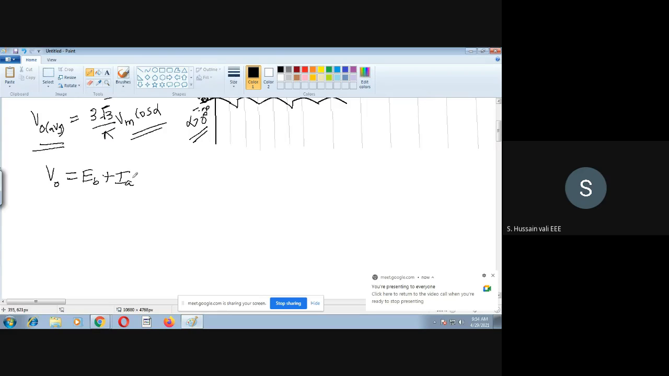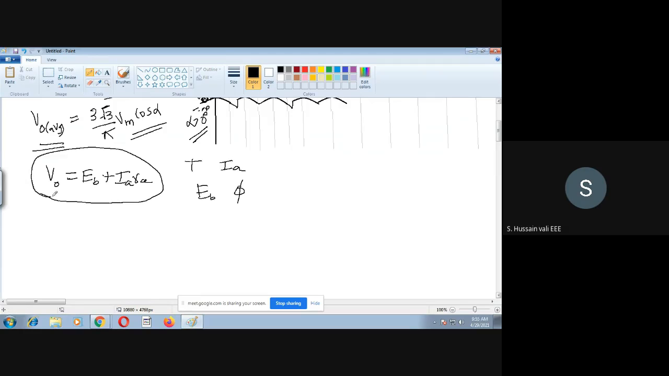Plus IaRa. You have this equation. Once again for the torque, you have a relationship between torque and armature current. Then you have a relationship between Eb and phi. So use all this and substitute in this, and at the end you will get an expression between speed and torque, just like how we have done in the previous cases also.